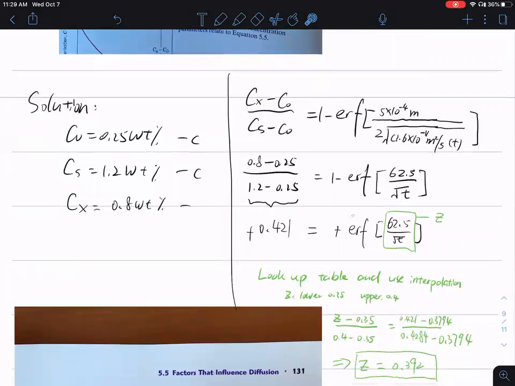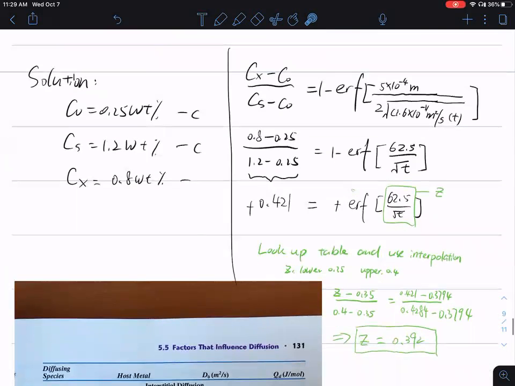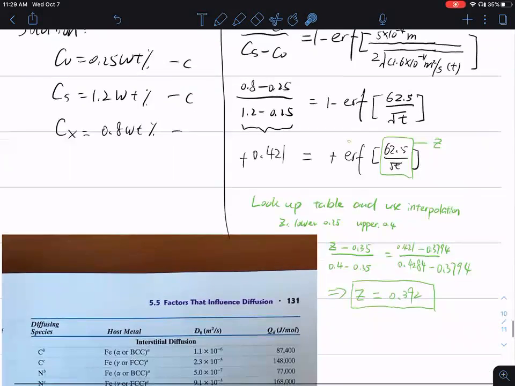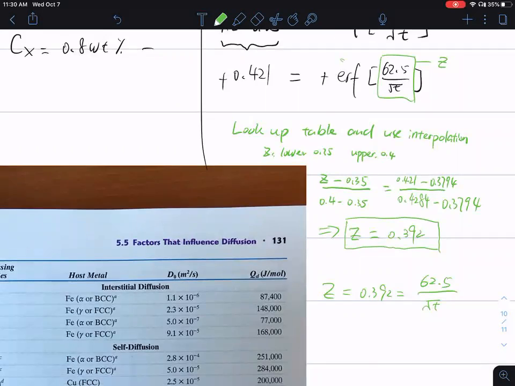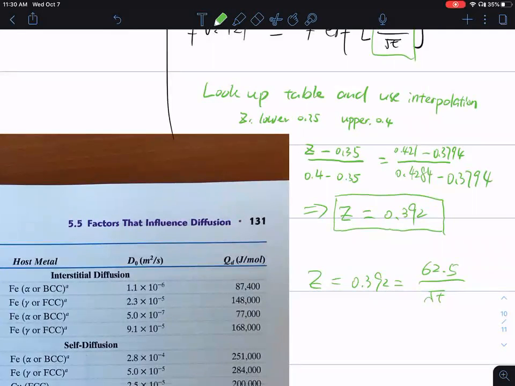Okay, so this is interpolation, how we find the Z. Remember here, Z is what is inside of that error function. So now we can use that Z number. Z equals 0.392 equals 62.5 divided by square root T. Now we have this equation. Can we find T? You can use your calculator to find out what T is.